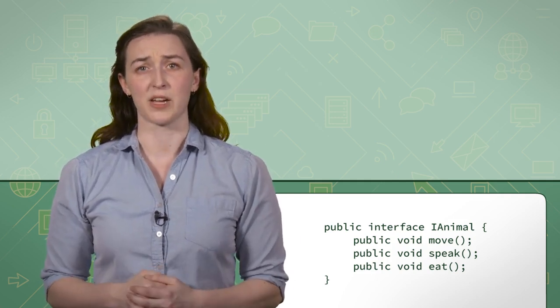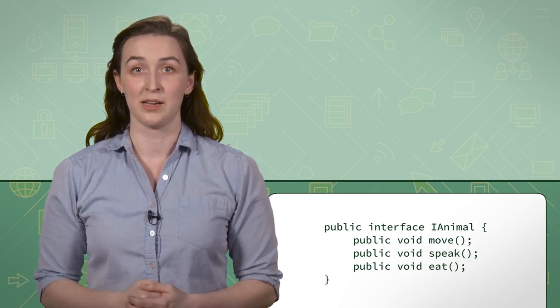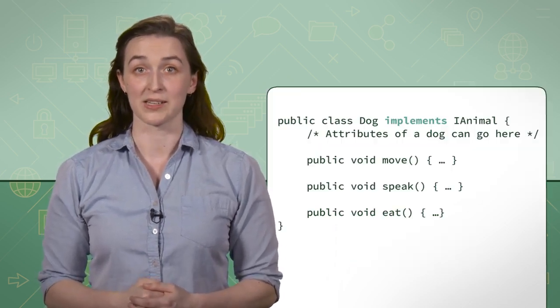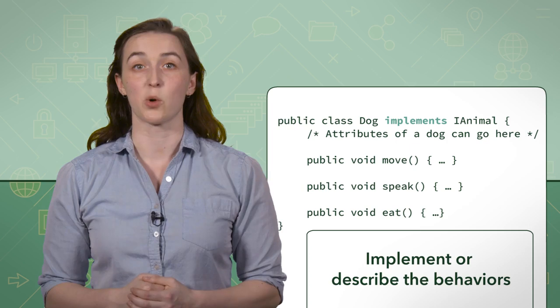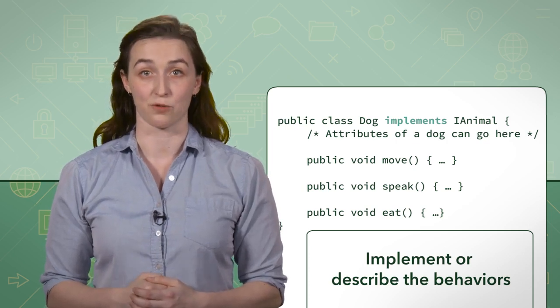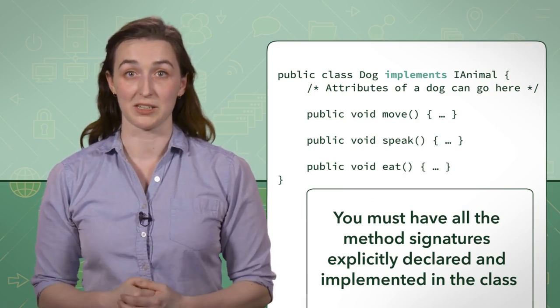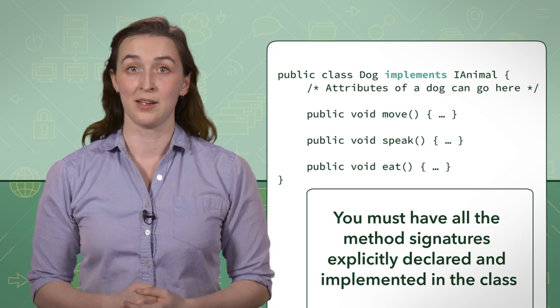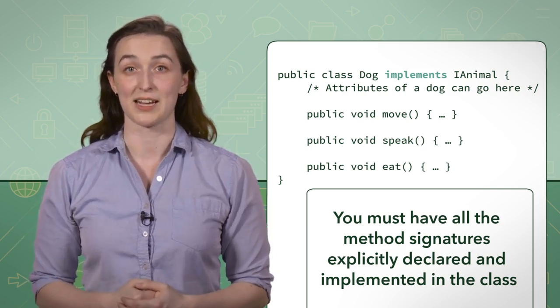Now that we have an interface, how do we use it? We need to declare that we are going to fulfill the contract as described in the interface. The keyword in Java for this action is implements. Our dog class has declared that it will implement or describe the behaviors that are in the interface. When you do this, you must have all the method signatures explicitly declared and implemented in the class. This means that we must have the move, speak, and eat methods in this class.